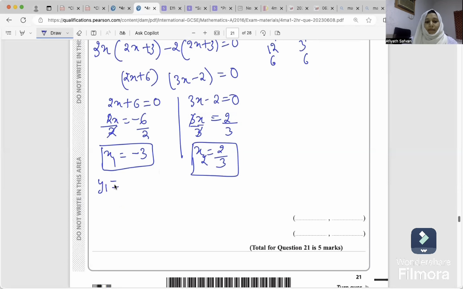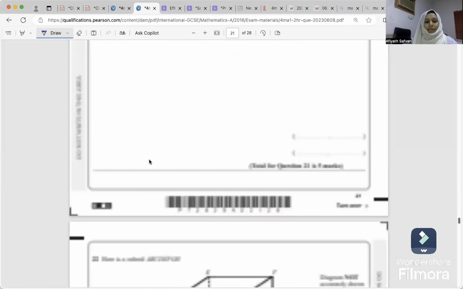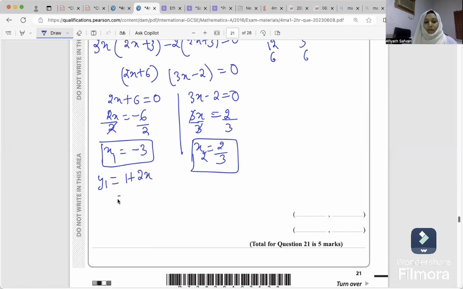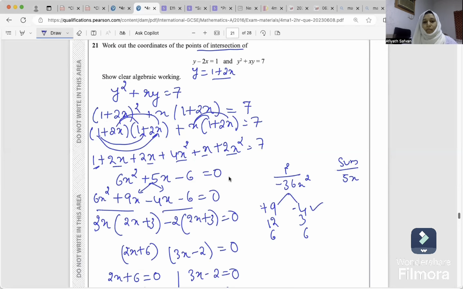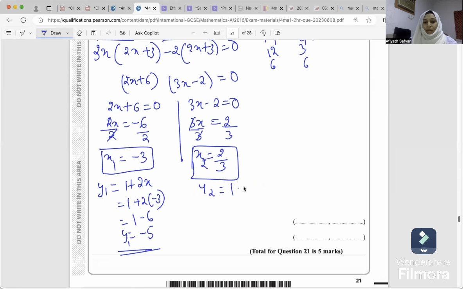Therefore, y1 is equal to, what is the equation you have on the top of it? 1 plus 2x, isn't it? Therefore, it will become 1 plus 2 into negative 3, which is 1 minus 6, which is going to be negative 5. And my y2 is 1 plus 2x, so 1 plus 2 into 2/3, which is 1 plus 4/3. If you use your calculator, it will be 7/3.